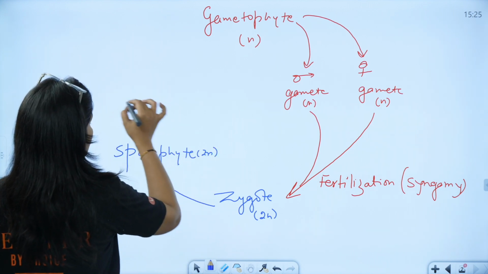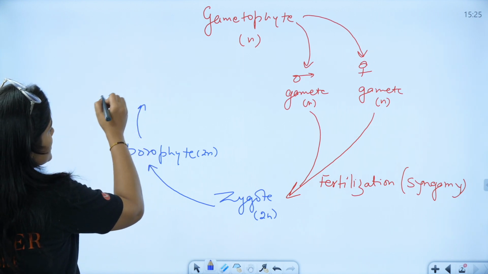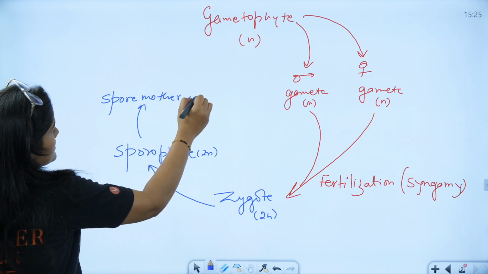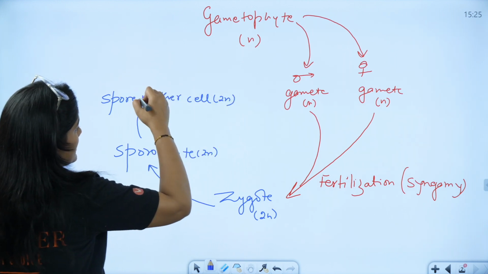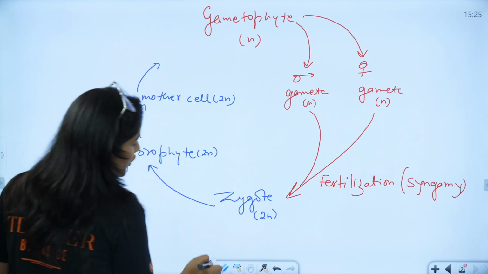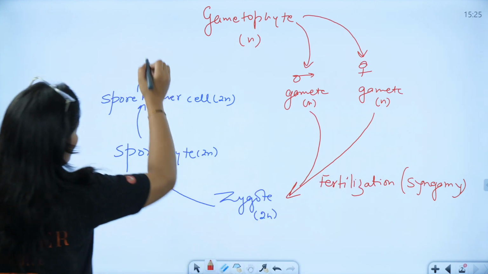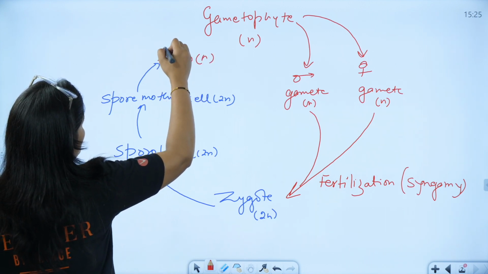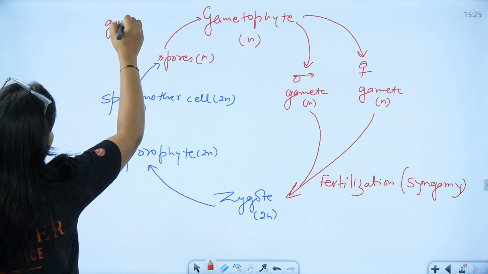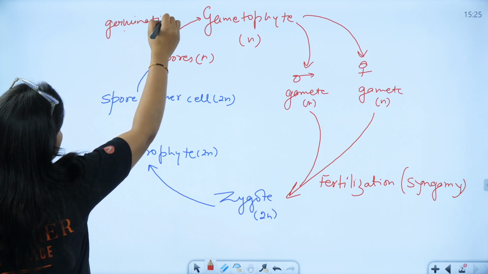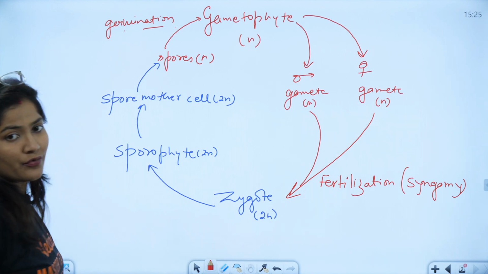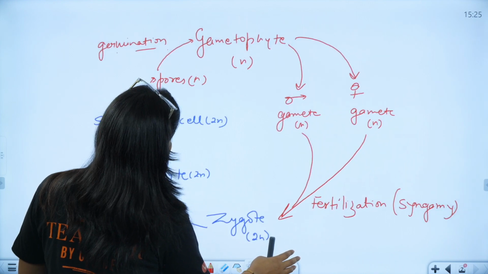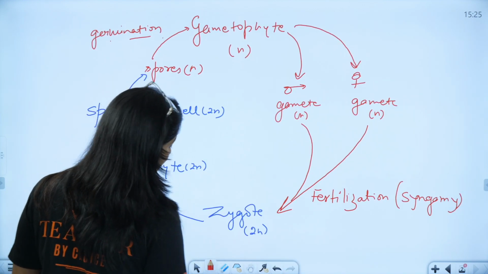In this sporophyte, there will be formation of spores in special cells known as spore mother cells. These are your 2N diploid cells. These cells will undergo meiosis and result in the formation of spores. A haploid cell known as spores will be formed. These spores will undergo germination or mitosis, resulting in formation of your gametophyte. So this is your entire alternation of generation, or the plant life cycle. You can see this is your plant life cycle.